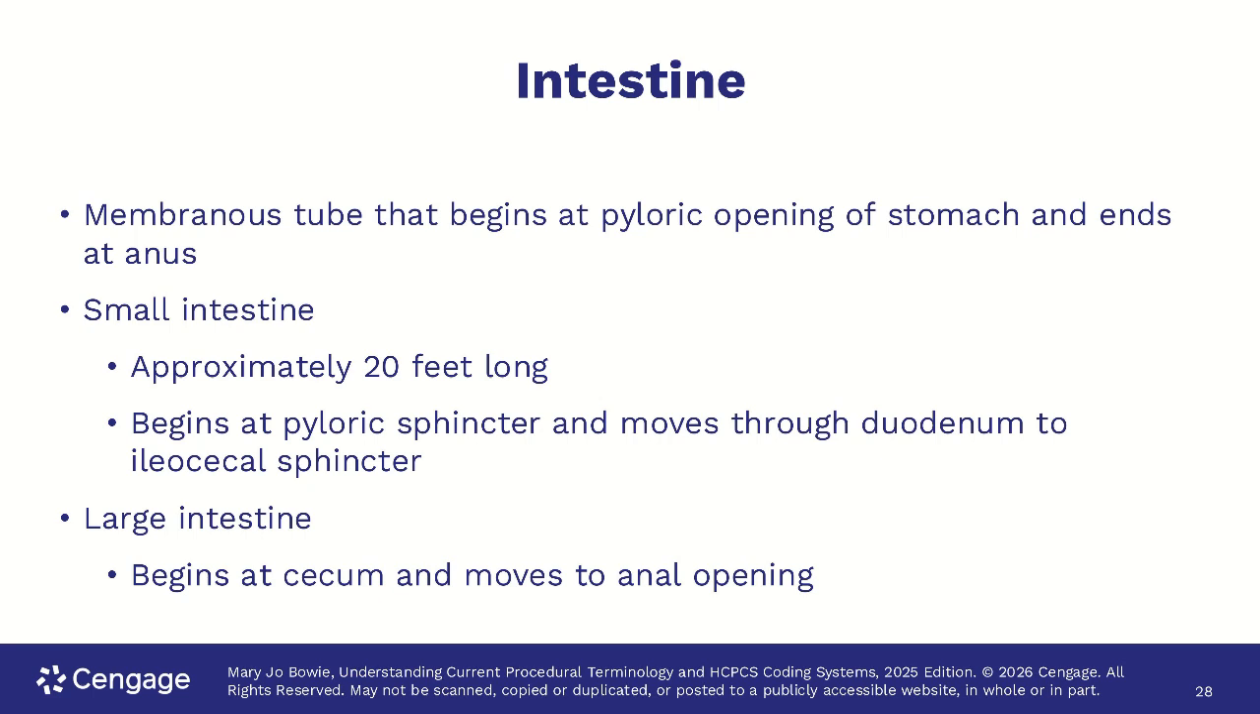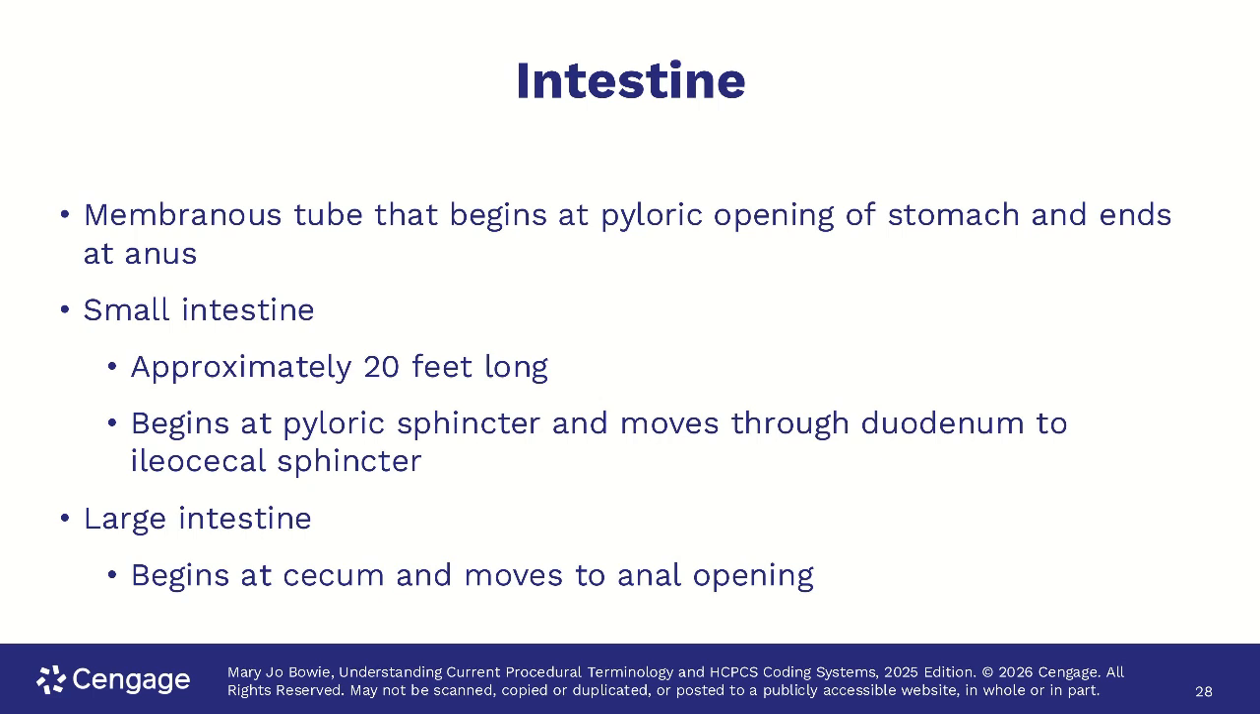Most of the nutrient absorption and digestive process actually happens in the small intestine before waste is moved into the large intestine. The large intestine begins at the cecum and moves to the colon, rectum, and anus. So, what does the large intestine do? It further breaks down the food and holds it until it can be expelled out of the body.